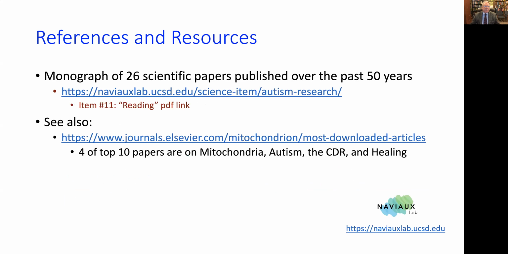And then the public resources and references include a collection of 26 scientific papers that have been published over the past 50 years on the relationship of autism to purinergic signaling, cell danger response, and healing and recovery. And those you can get at this link to our website, item number 11, there's a PDF you can download. And also you can go directly to the journal Mitochondria and look at their most downloaded articles. And 4 of the top 10 are papers on mitochondria, autism, the cell danger response, and healing.